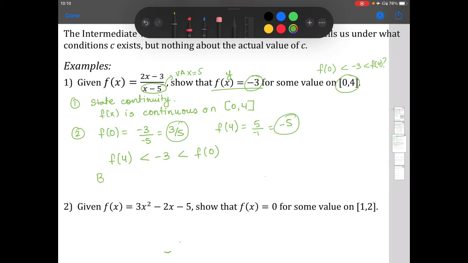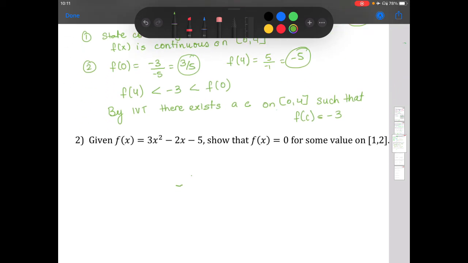So we can say by intermediate value theorem, because it's asking us to show, so we have to conclude. But you can abbreviate that. Therefore, by intermediate value theorem, there exists a c on this interval 0, 4, which we were working with, such that f of c equals negative 3. You don't have to really memorize it. You're just writing it from up above here, breaking it down.